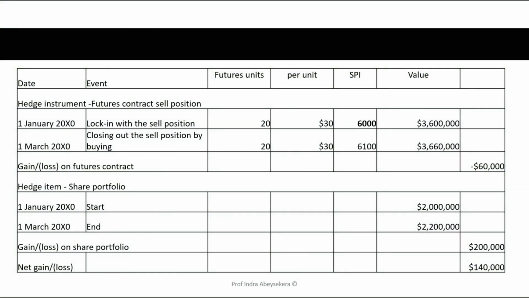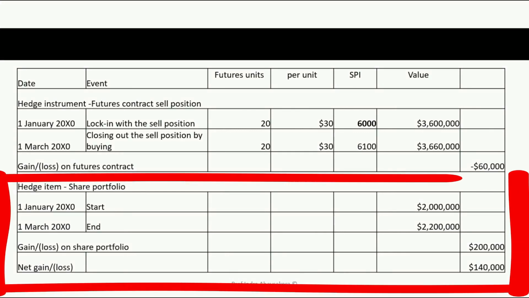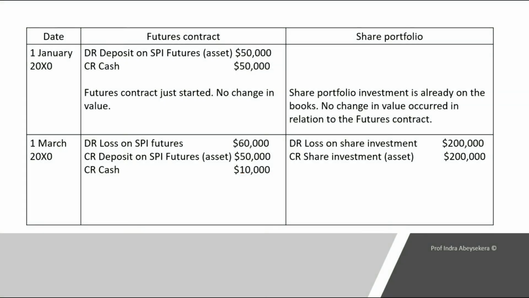On the hedge item, at the start, the share portfolio value was 2 million. At the end, the value is 2.2 million, and the gain on the hedge item is 200,000. Taking them together, the net gain or loss, in this instance, is a net gain of 140,000. So let's get to the journal entries.